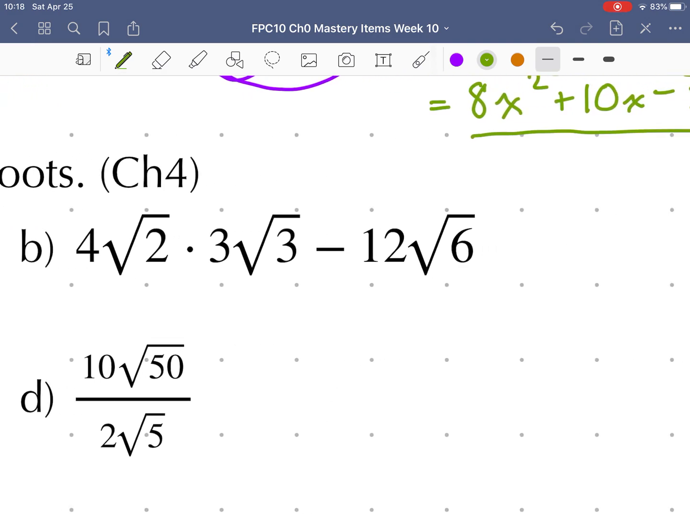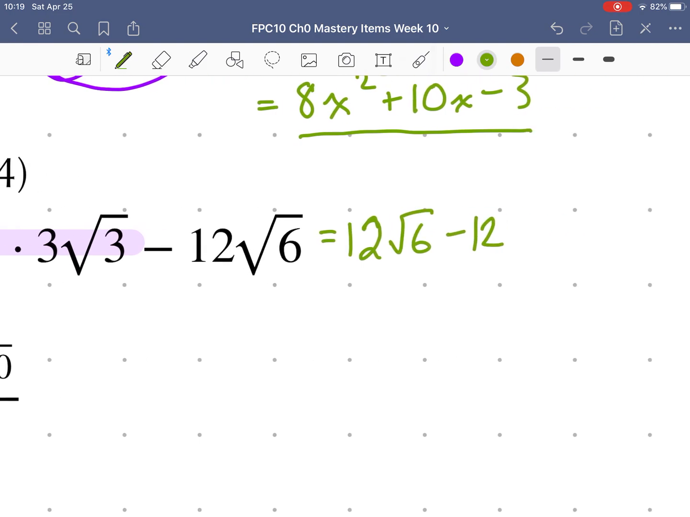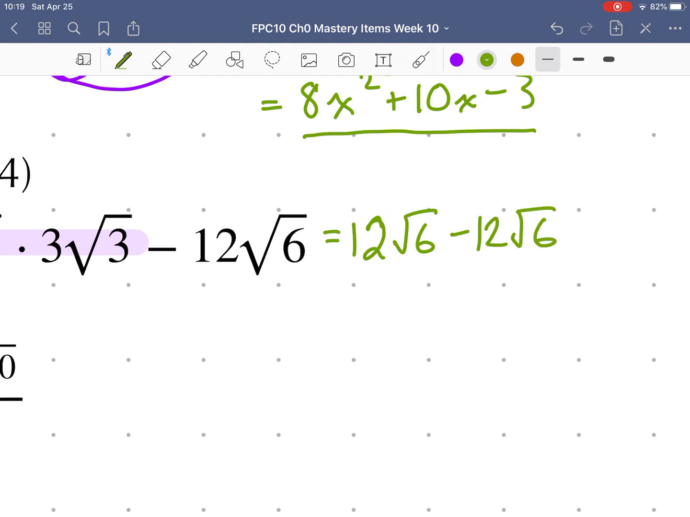Letter B. We have some multiplication and subtraction. So we deal with the multiplication first. When we multiply radicals, we multiply the coefficients, and we multiply the radicands. So 4 times 3 is 12. And square root 2 times square root 3 is equal to square root 6. So 12 square root 6 subtract 12 square root 6. Well, 12 square root 6 subtract 12 square root 6 is 0 square root 6's, or 0.